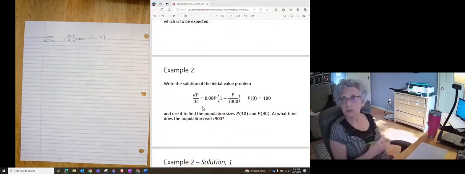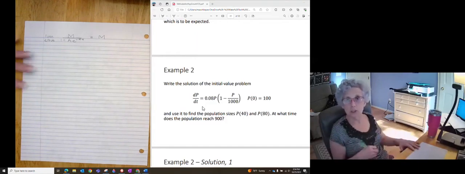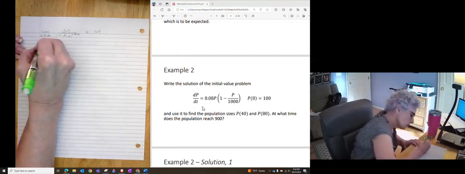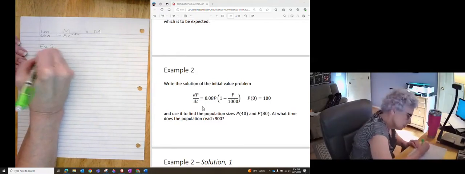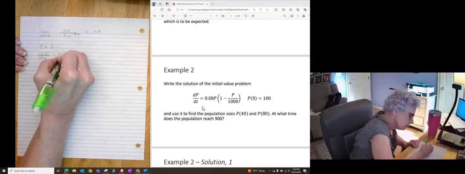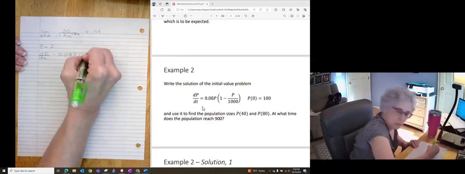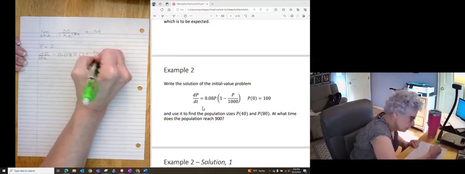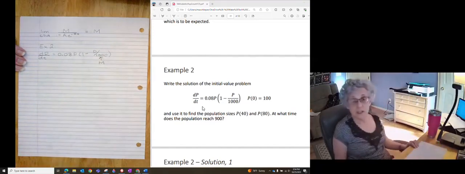So, write the solution of the initial value problem. Use it to find the population sizes P of 40, P of 80, and at what time does the population reach 900. So, I have dp dt, derivative of population with respect to time, is equal to 0.08 times p, 1 minus p over 1,000. So that's my m.